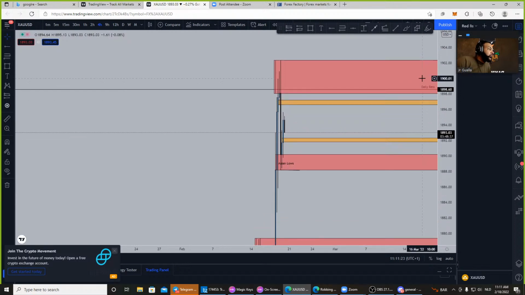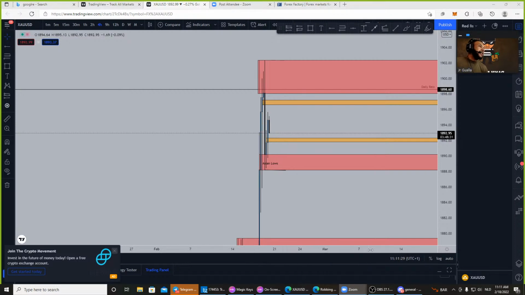4 hour just opened. It's probably making a bottom wick. Let's see. But I'll be back. Give me like 5 minutes. Not even, like 2 minutes. I'm about to make a coffee.